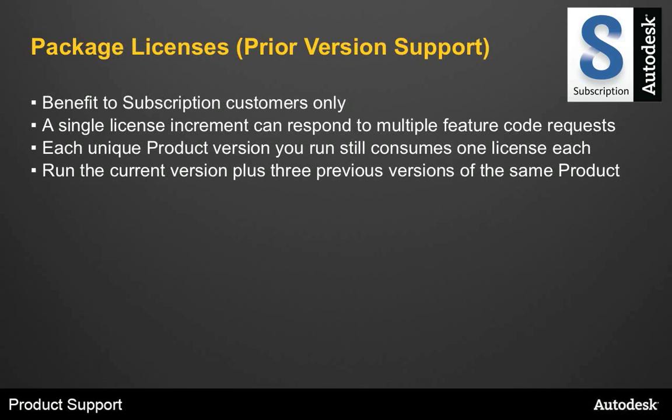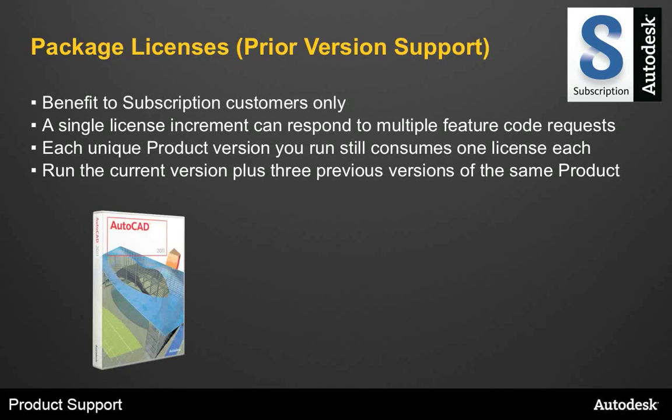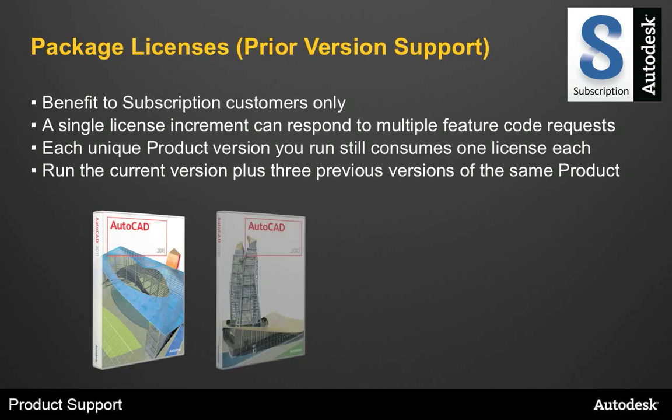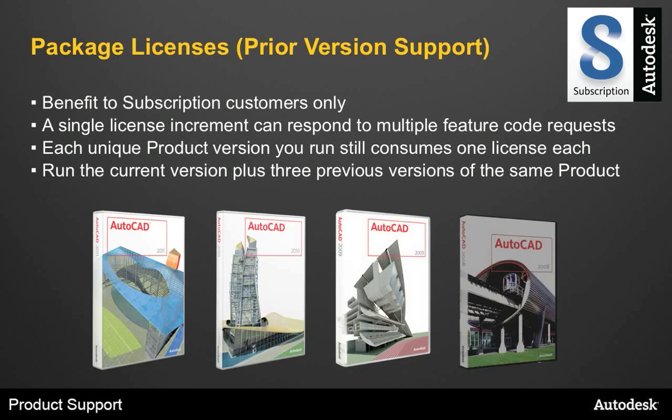For example, if you had a package license for AutoCAD 2011, you would also be allowed to run 2010, 2009, and 2008. Again, each version of those products that you ran would still each consume one license, but you're allowed to run the current plus 3 back.